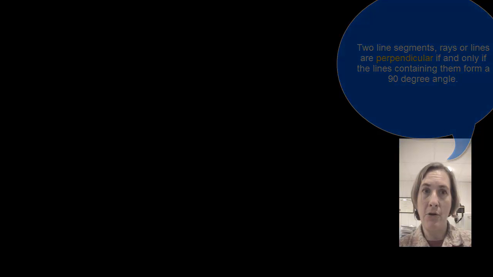An angle is the union of two line segments or rays that share the same endpoint. Our final and fifth definition is for a perpendicular line. Two segments, rays, or lines are perpendicular if and only if the lines containing them form a 90-degree angle. Here are three examples of perpendicular lines.